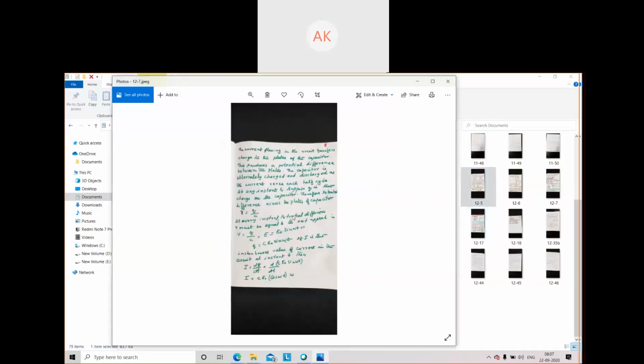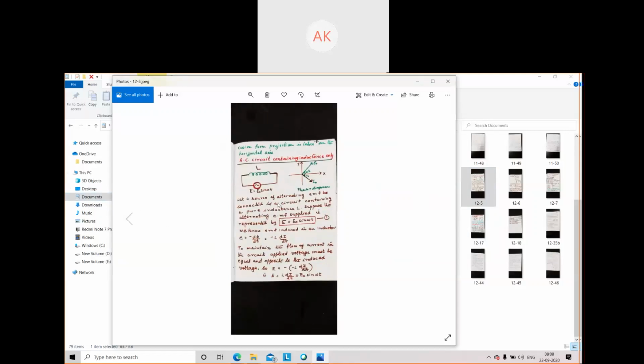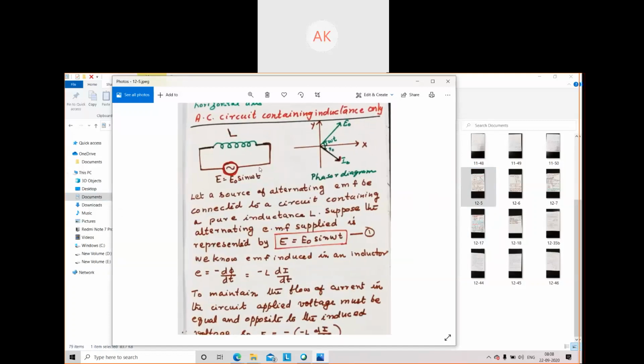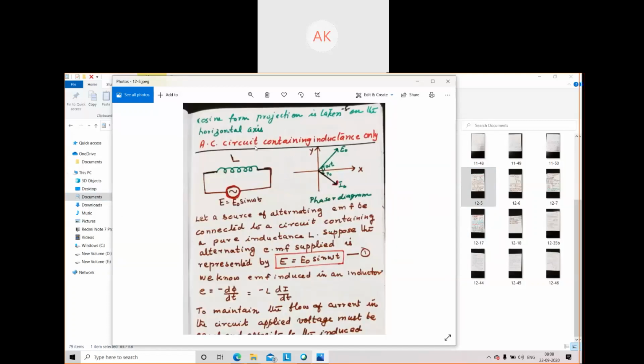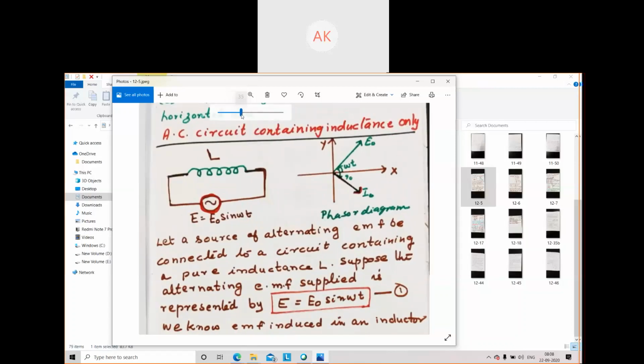Yes, AC through an inductor we can study. Okay. So today we can discuss when AC is passed through an inductor.